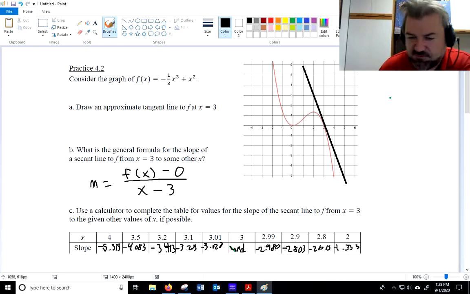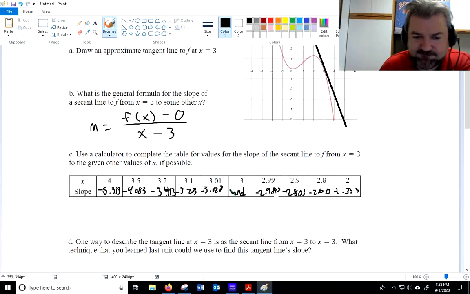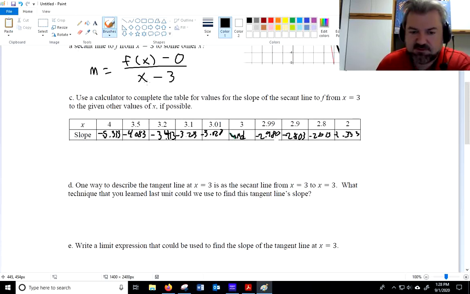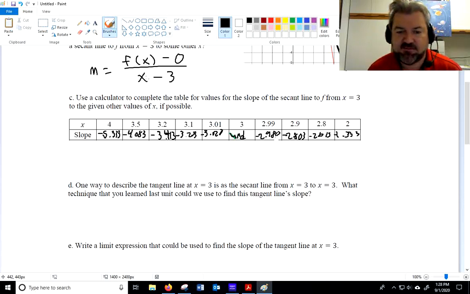All right, so as we look at this, one way to describe a tangent line at x equals 3 is as a secant line from x equals 3 to x equals 3. Well, what technique that you have learned last unit could help us find this tangent line slope? Could we estimate it? Do you look at this table of values? Do you have any guess what you think the slope would be of the tangent line if we could actually figure it out? Well, hopefully you agree with me that it's looking like it's going towards negative 3.